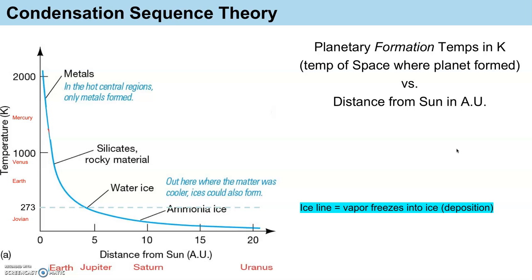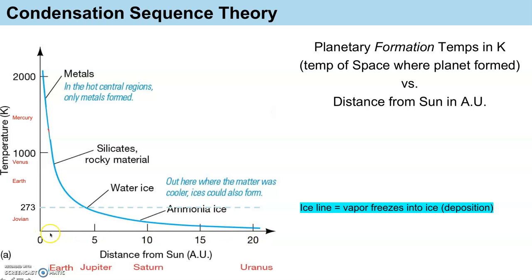And in doing so, we find a really beautiful graph that we can put together. What it says is this. This is planetary formation temperatures in Kelvin, the temperature of space where the planet is going to form. So let's talk about it. If you are closer to what will become the sun, you have a warmer environment, a higher temperature in Kelvin. This is the dependent axis of your graph, and your temperature is going to be dependent on your distance from the sun, which is your independent variable.